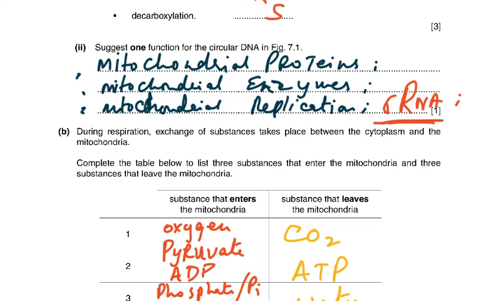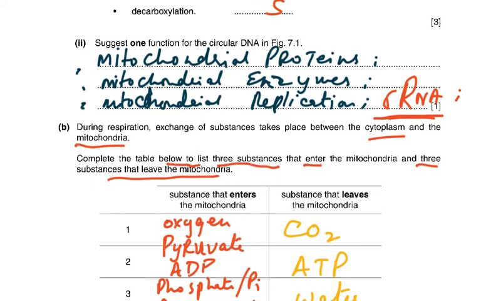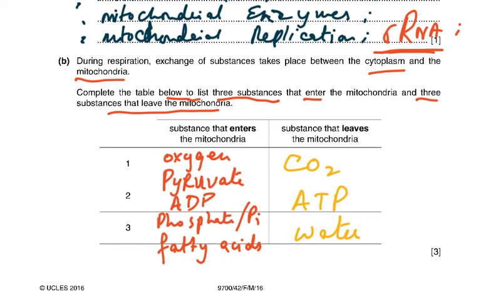Then it says during respiration, exchange of substances takes place between the cytoplasm and the mitochondria. Complete the table below to list 3 substances that enter and 3 that leave the mitochondria. Those which can enter, of course, we have a list of 5: oxygen, pyruvate, ADP, phosphate, and fatty acids broken down into acetyl-CoA. And those that leave the mitochondria are carbon dioxide, ATP, and water.